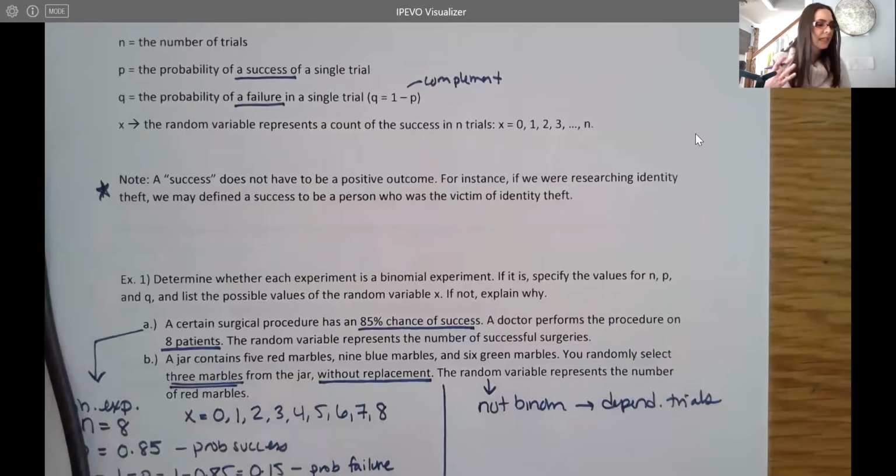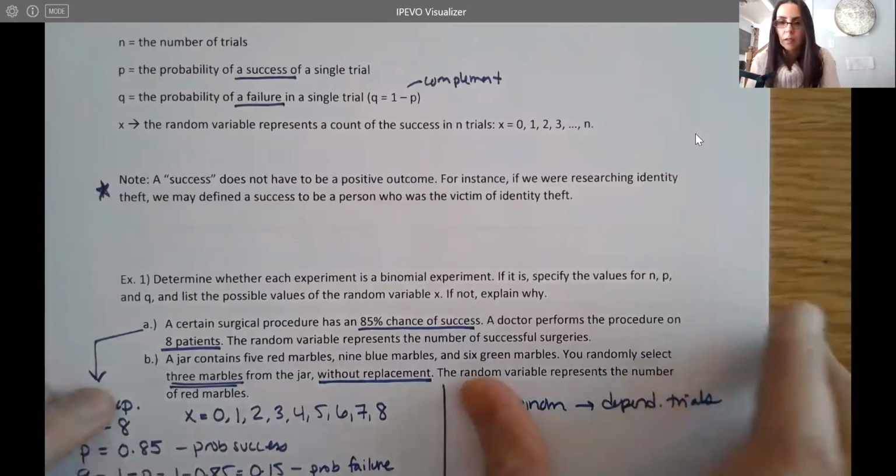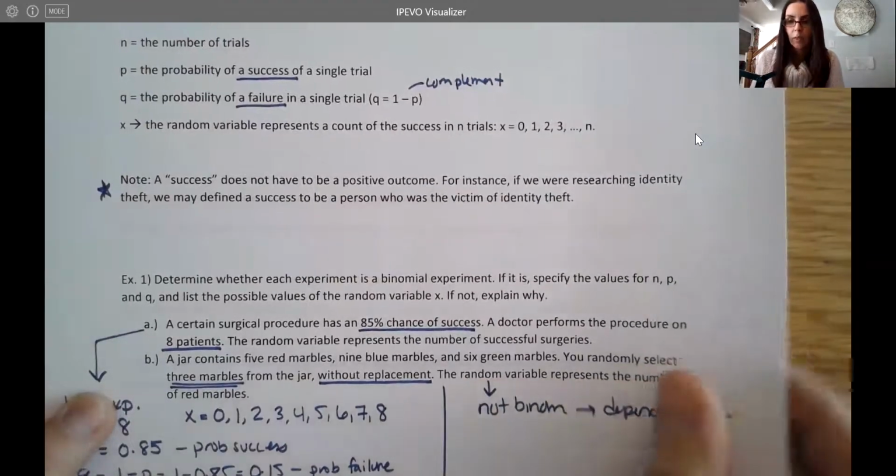So we do have to be really careful about how we're reading these questions and defining them when we're going through our checklist.